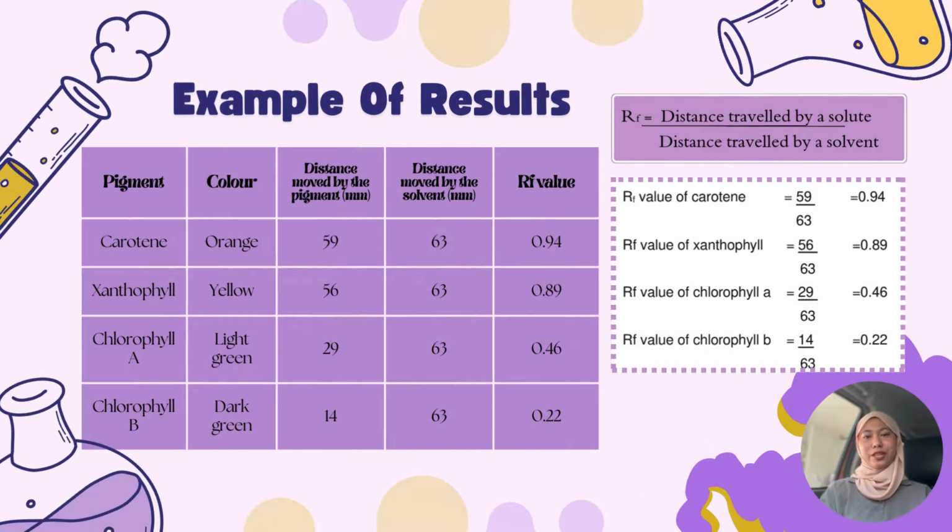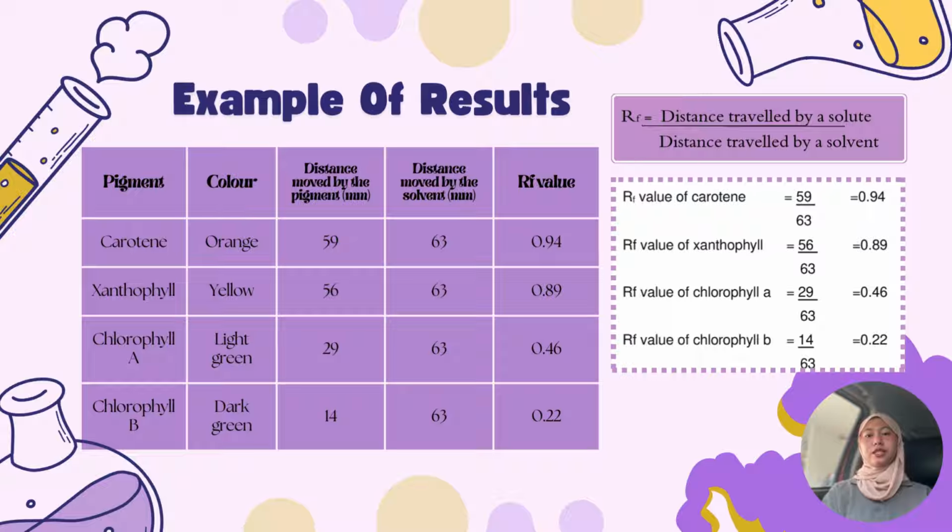Based on the reported data, this slide summarizes the results of plant pigment separation together with the calculated Rf values. The table shows four plant pigments, which are carotene, xanthophyll, chlorophyll A, and chlorophyll B, along with their respective color, migration distance, and Rf values. The distance traveled by each pigment was measured from the origin line to the center of each pigment band, while the solvent front traveled a constant distance of 63 mm.